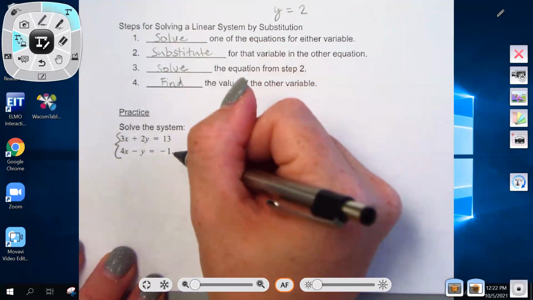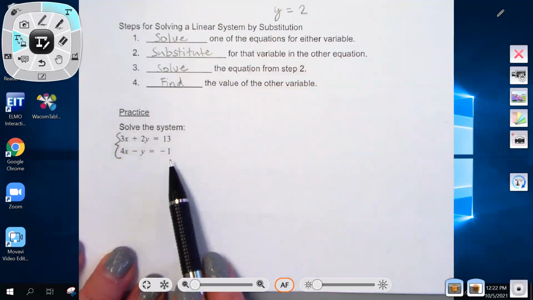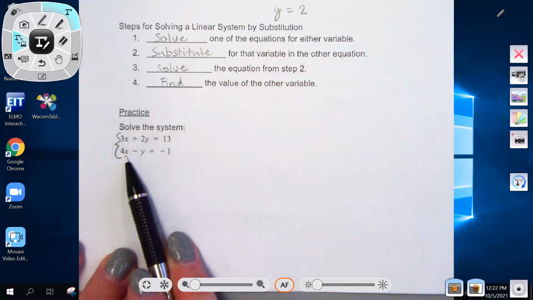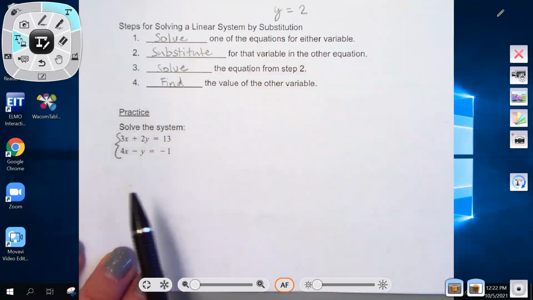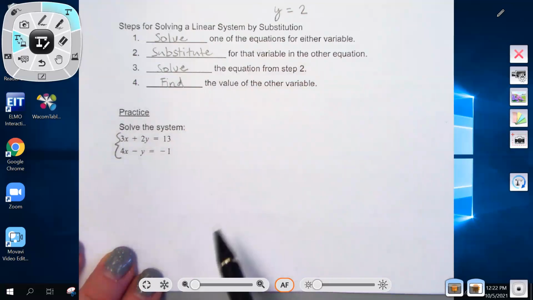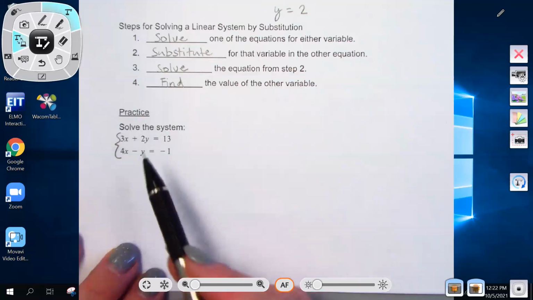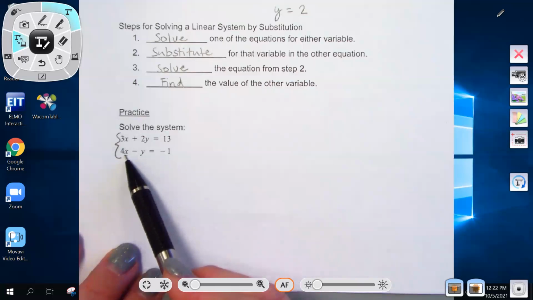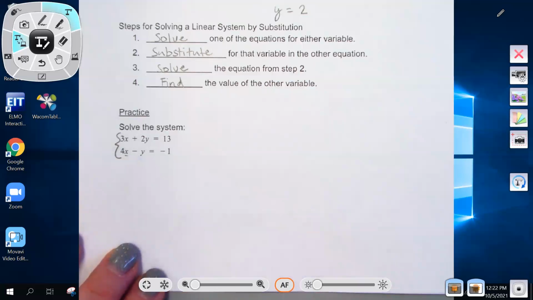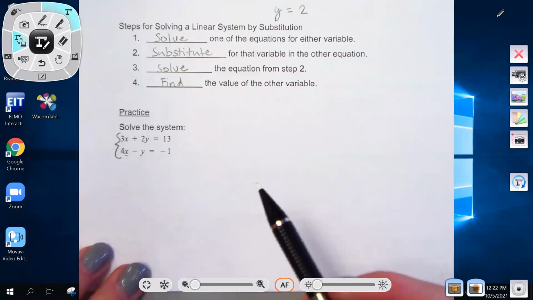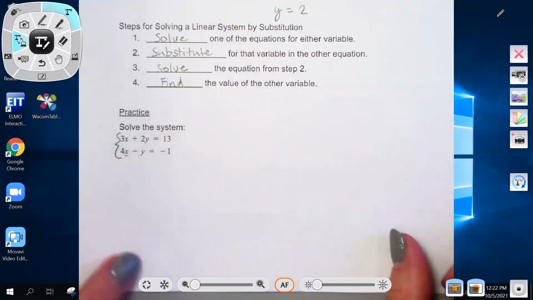Okay, second equation, which variable should we solve for? X. Okay, anybody want to solve for Y? Maybe. You know what? Let's solve for X. I said you choose. We're solving for X.